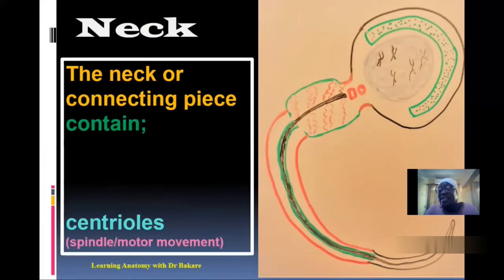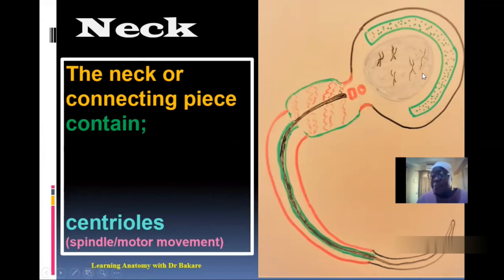So going to the neck region, more distal to the head, we have a constriction that is called the neck. This is also referred to as the connecting piece, because it is this region that connects the head with the remaining part of the sperm together. So it is this neck region that creates a connection point between the head region and the extension that comes from it.